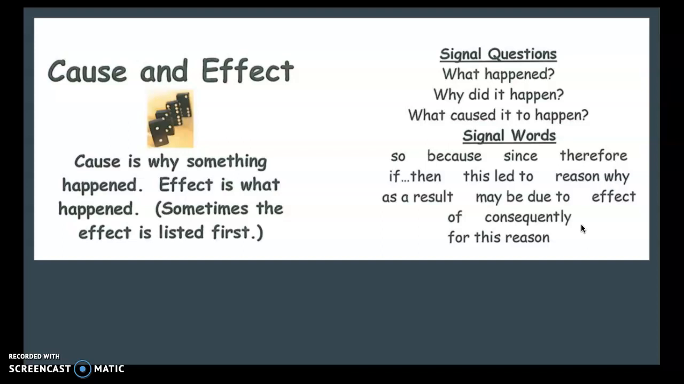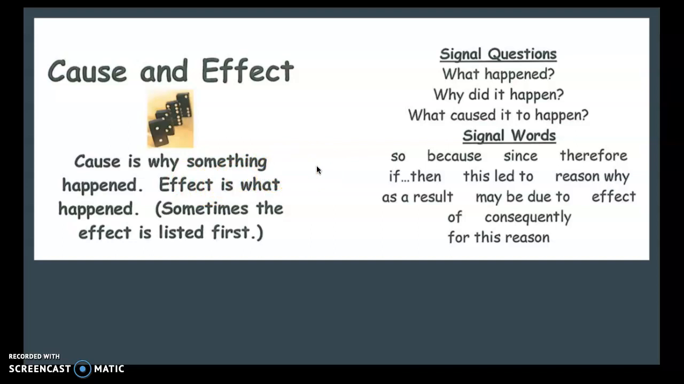So what is it? Cause is why something happened. I like to think of the word because. The effect is actually what happened. Sometimes the effect can be listed first, and then the cause actually comes next.